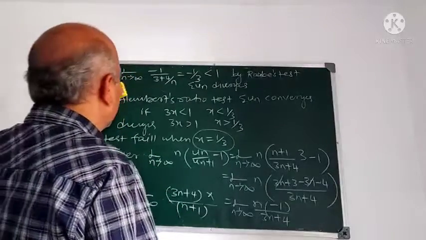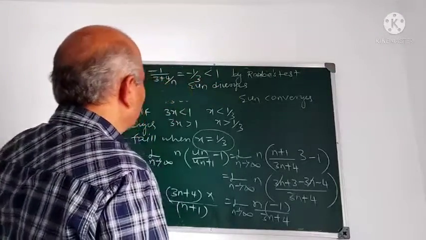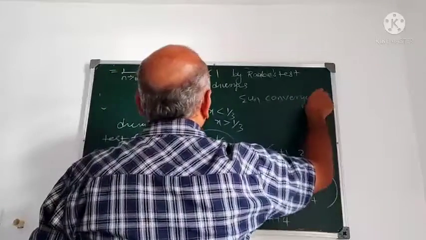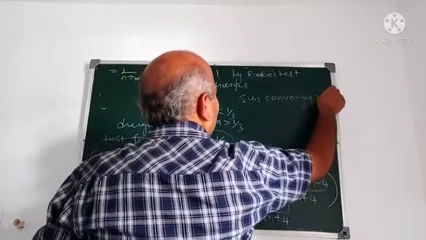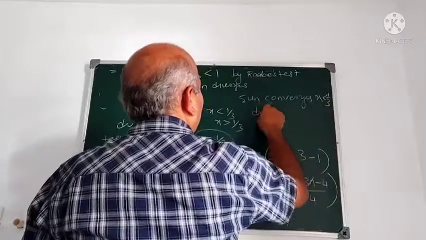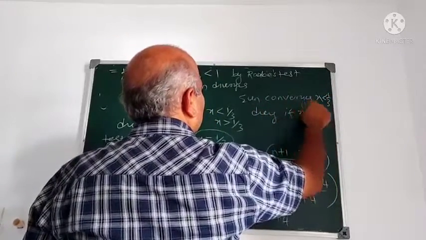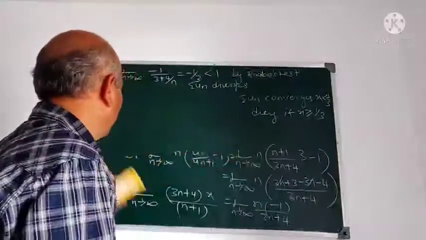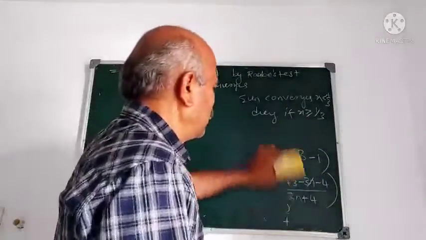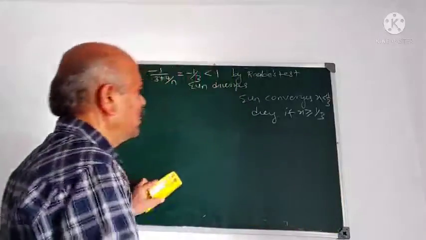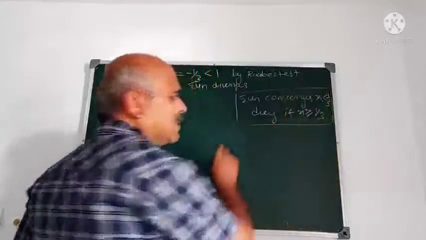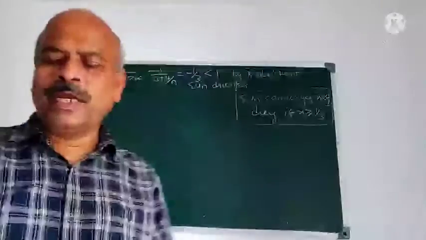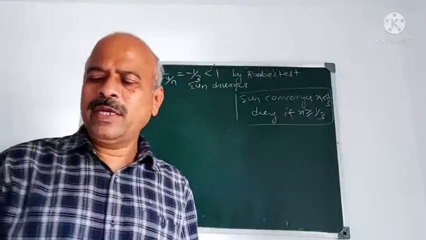Therefore, the given series sigma un converges if x is less than 1 by 3 and diverges if x is greater than or equal to 1 by 3. This is the conclusion. So, the given series converges if x is less than 1 by 3, diverges for x greater than or equal to 1 by 3.